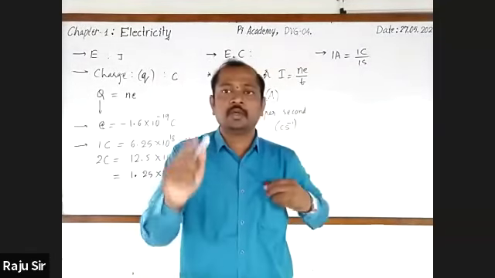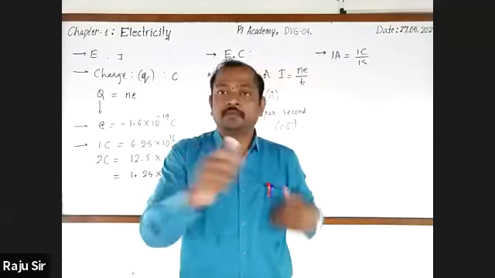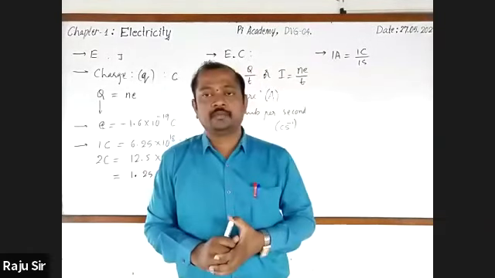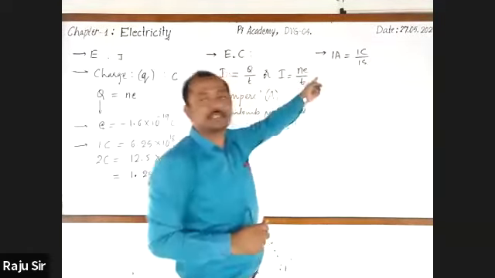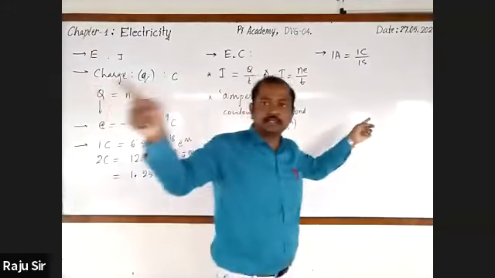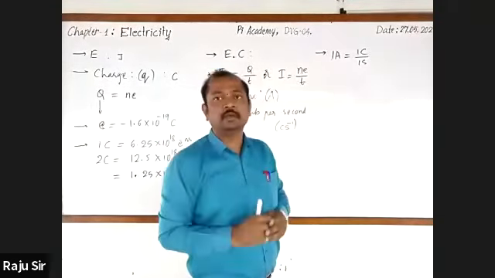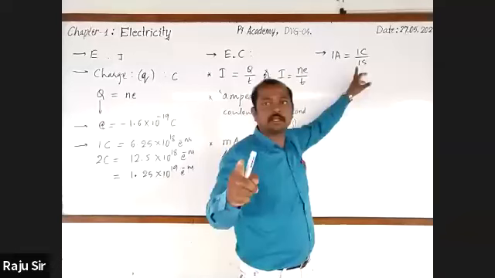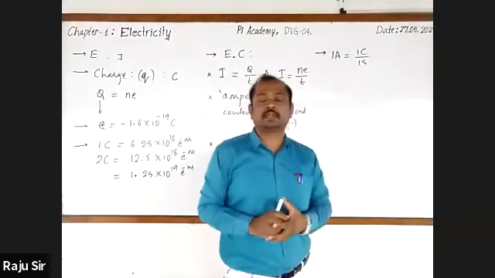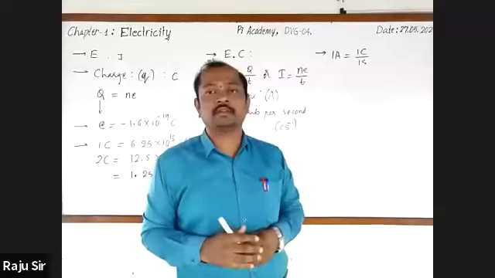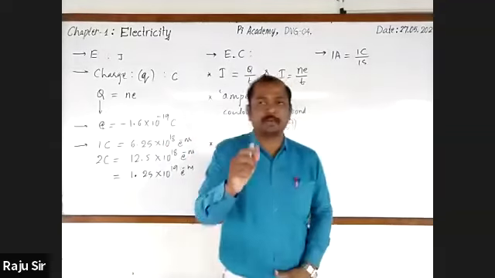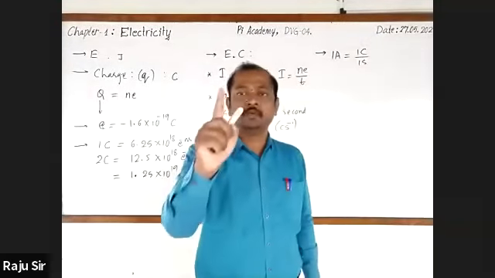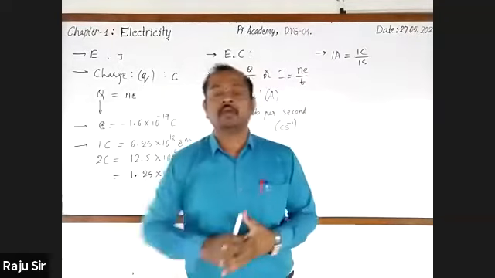If they ask you to write the definition of the SI unit of electric current, you have to write the statement like this. The current flowing in the circuit or a conductor is said to be 1 ampere when 1 coulomb of charged particles pass through any cross section of the conductor in 1 second, right? Once more I repeat, it's important. When 1 coulomb of charged particles pass through any cross section of the conductor in 1 second, then the current is said to be 1 ampere.